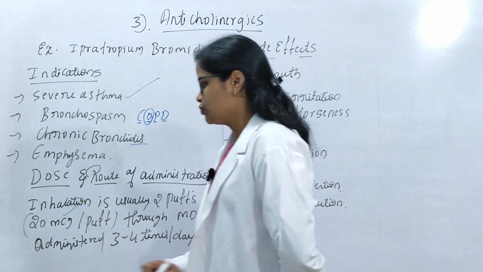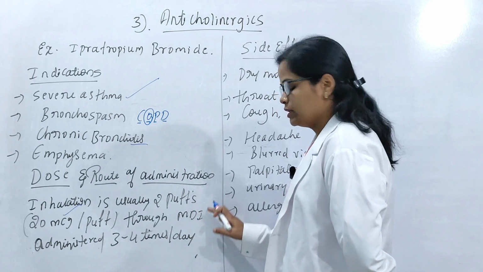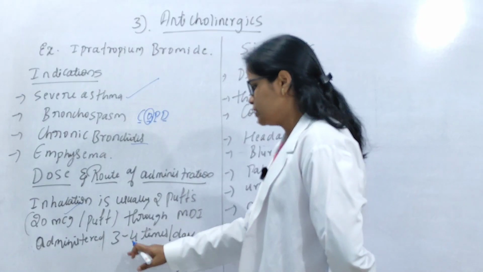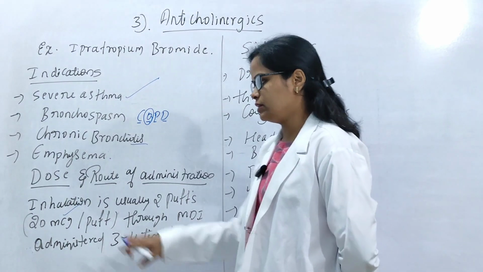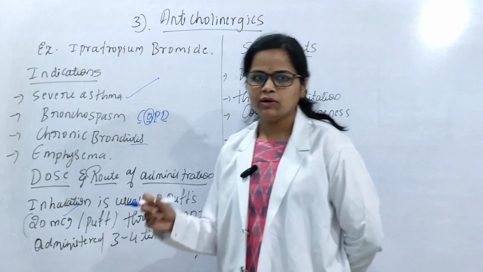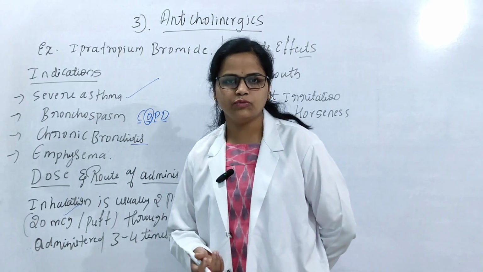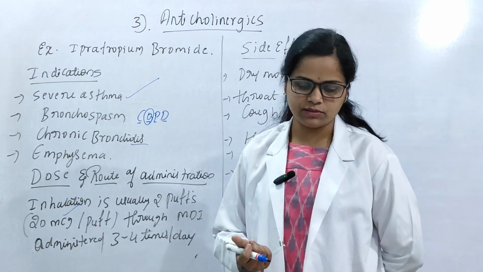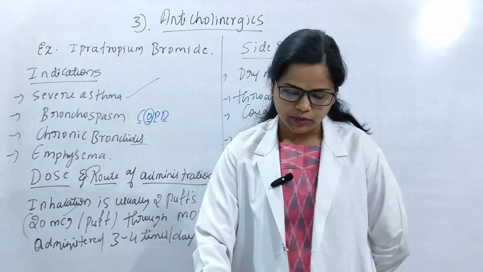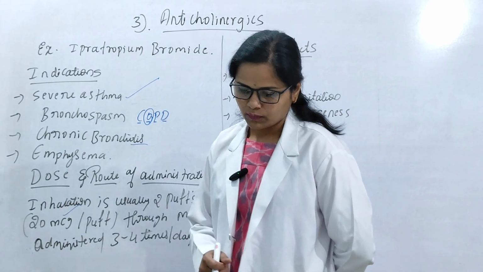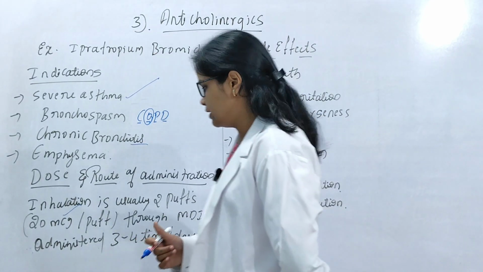That 1 puff includes 20 mcg and through the MDI. Okay, through MDI and administer 3 to 4 times per day. ಅಂದ್ರೆ 1 puff 20 mcg ತರ 1 day ಗೆ 4 times ನ ಯೂಸ್ ಮಾಡಬಹುದು. ಅಂದ್ರೆ 20 up to 80 mcg ವರೆಗೂ ಯೂಸ್ ಮಾಡಬಹುದು. Here the MDI is nothing but a meter dose inhaler.